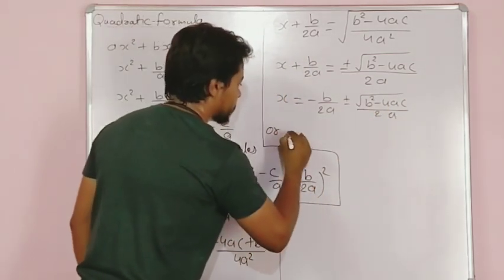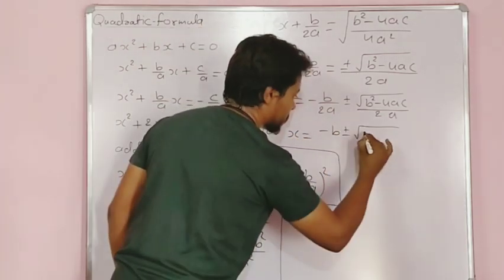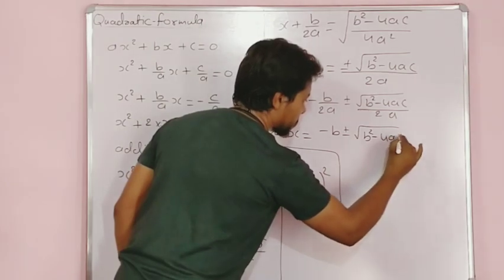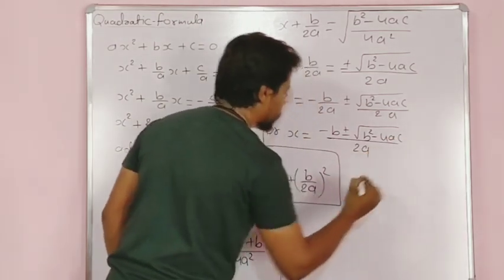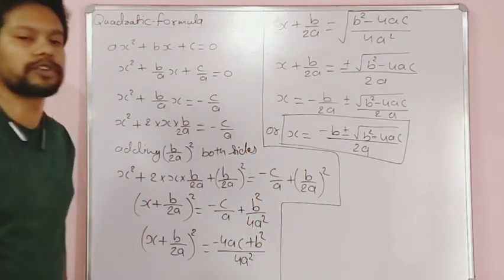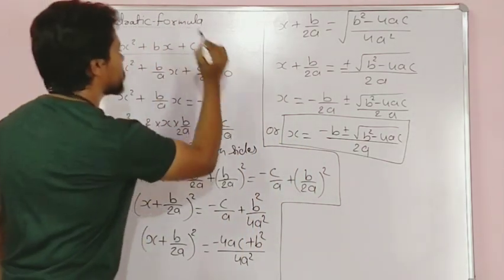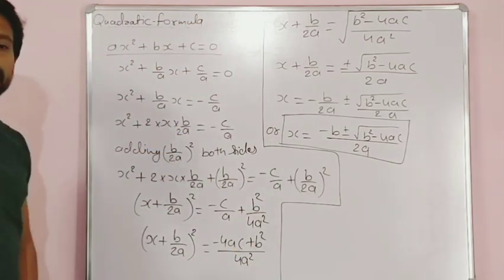Or I can write it as x = (-b ± √(b² - 4ac))/2a. That's our quadratic formula to get the roots of any quadratic equation of the form ax² + bx + c = 0.